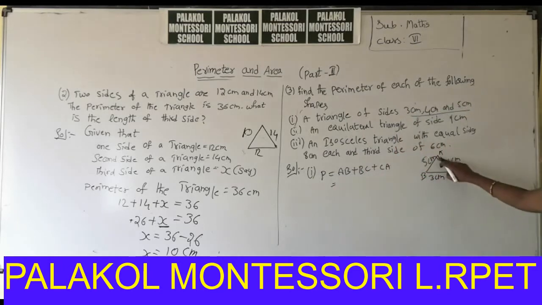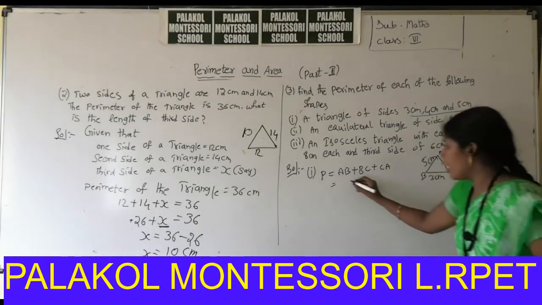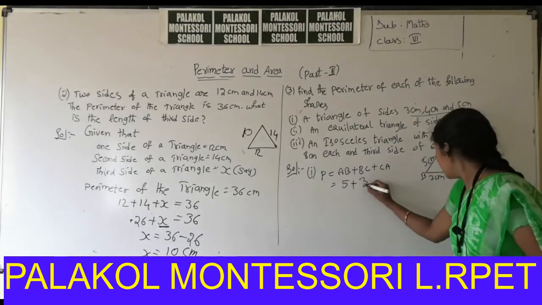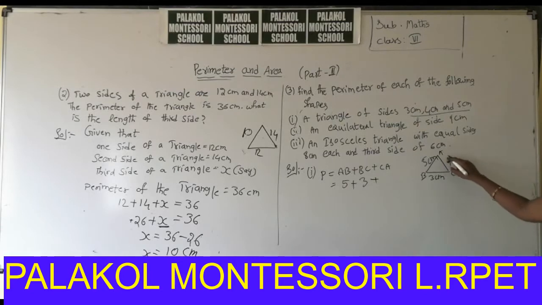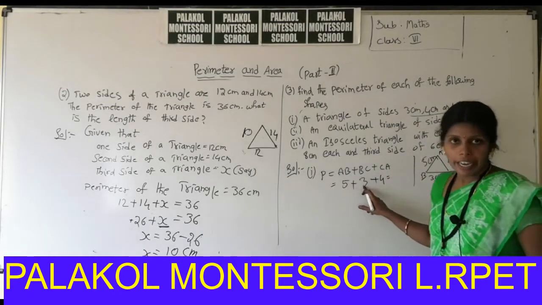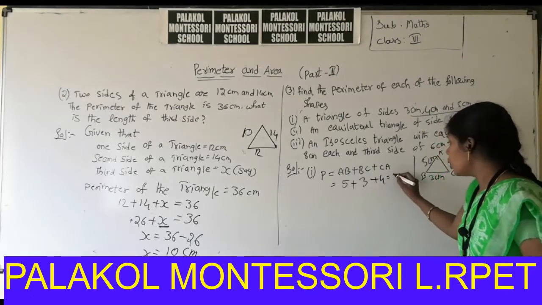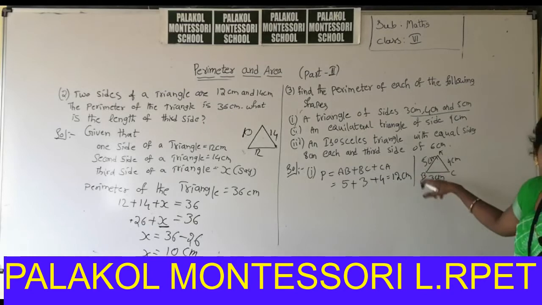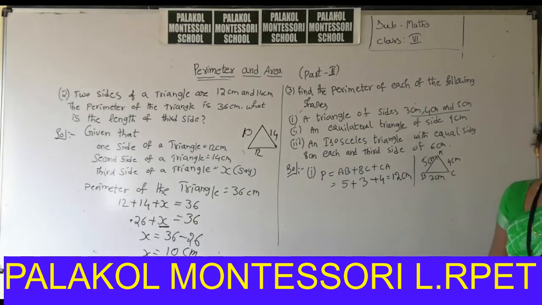AB, what is the length of AB? 5, plus what is the length of BC? 3, plus what is the length of CA? 4. So the answer is 5 plus 3, 8, 8 plus 4, 12. So the perimeter of this scalene triangle is 12 centimeters.